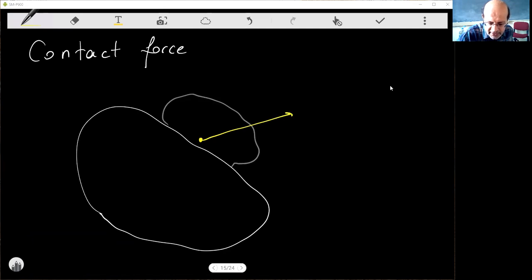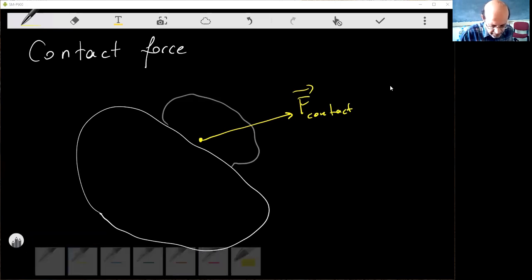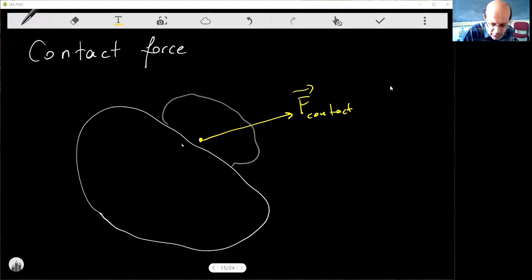So there is a force applied on this object. I'm just going to call this the contact force. And of course, we know that there's an equal and opposite amount of force applied on the other one. So that's minus F contact in here. So two forces act on these two objects. We don't say they are the same force. They are different forces, but both of them are present.